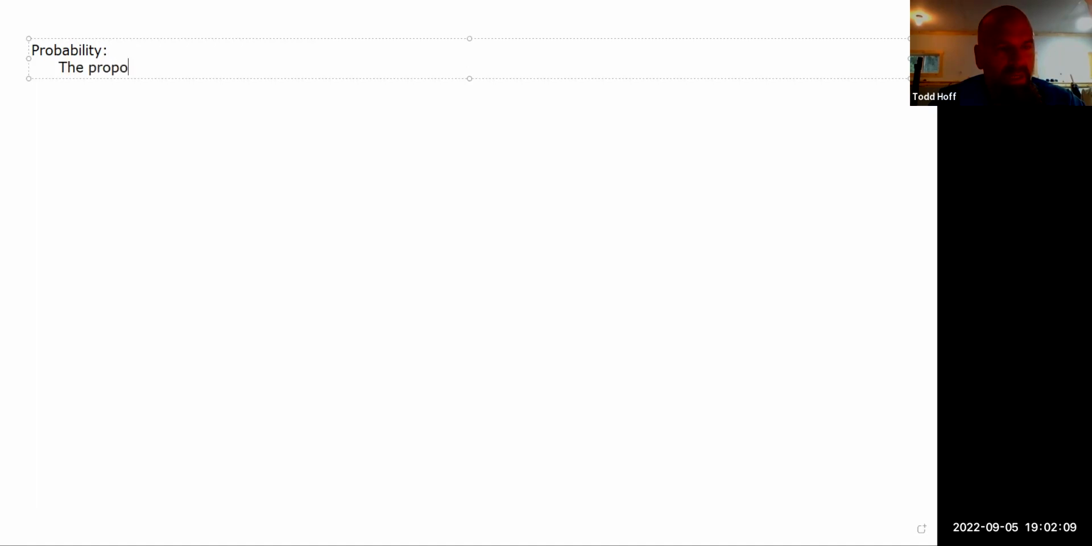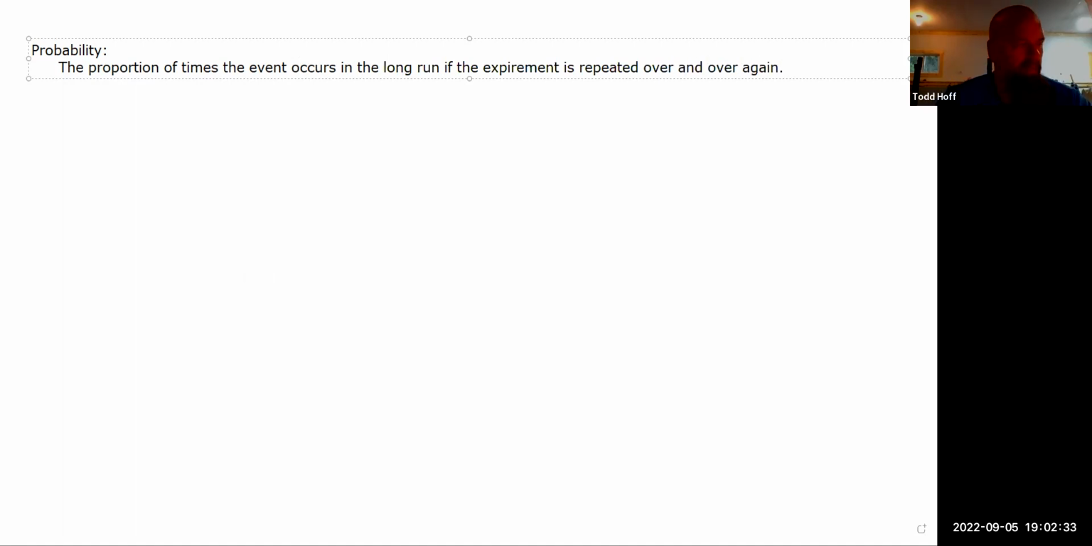Probability, there's a lot of different definitions, but one of them is the proportion of times the event occurs in the long run if the experiment is repeated over and over again. Well, what does that mean? There's a lot of vocabulary in there. Really, what it means is just how likely it is that something will occur.